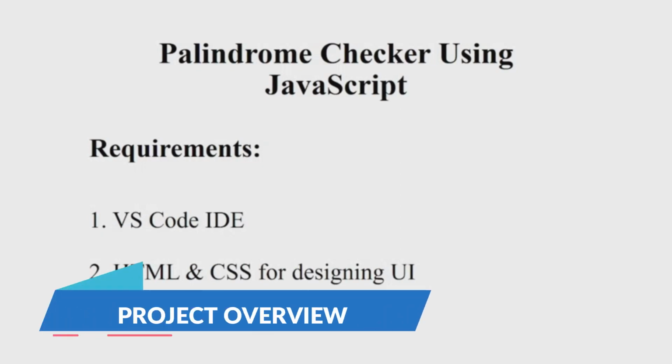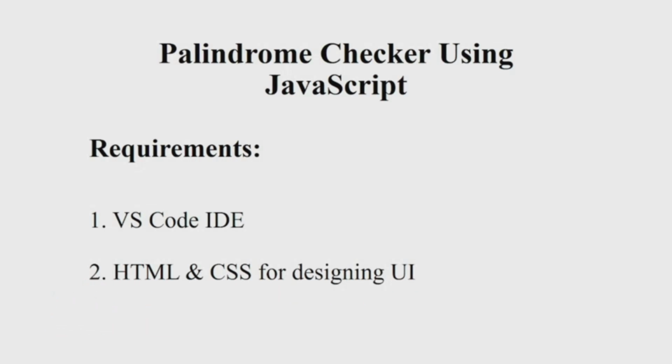Today we are going to make a JavaScript project on Palindrome checker. Let us begin. Let us first see the requirements. You will be requiring a Visual Studio Code editor and basic knowledge of HTML and CSS to design the user interface. Let us now understand the working of the source code.